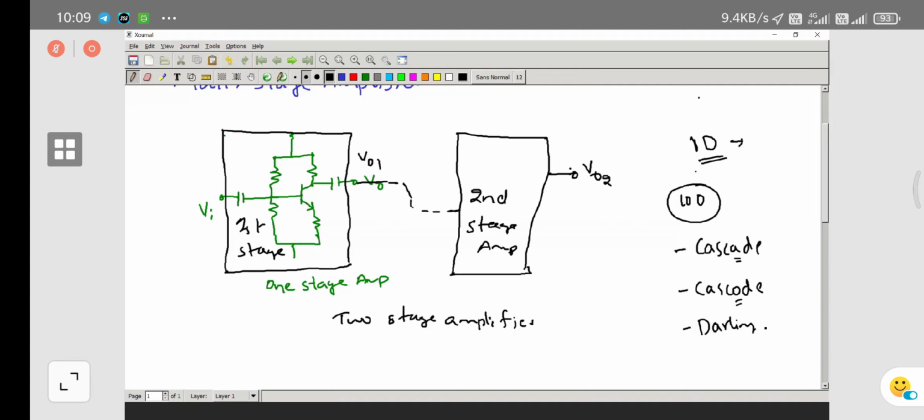Darlington pair amplifier. So we are having these three types of amplifiers. To get more gain, we are going to use the cascade amplifier. So we are going to use this cascade amplifier to get more gain.